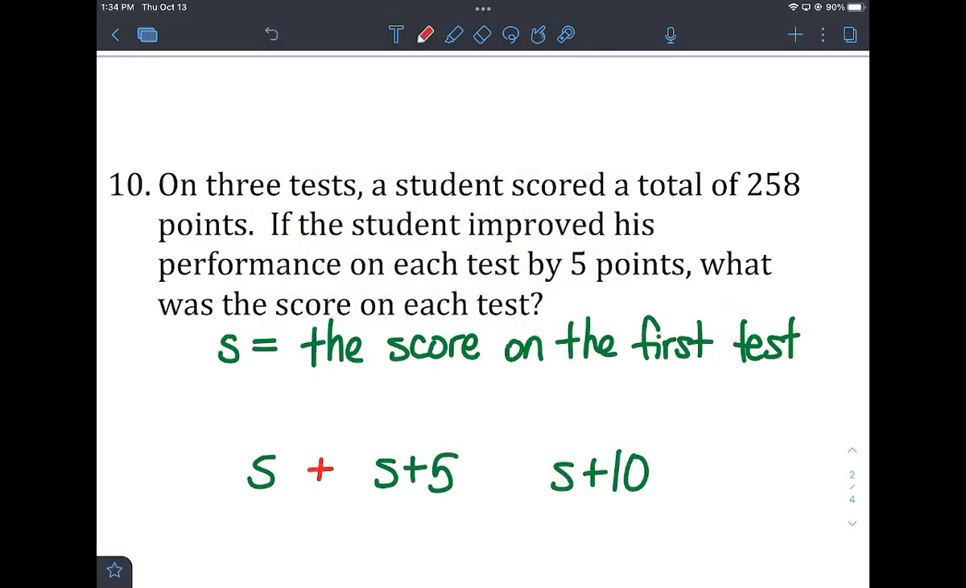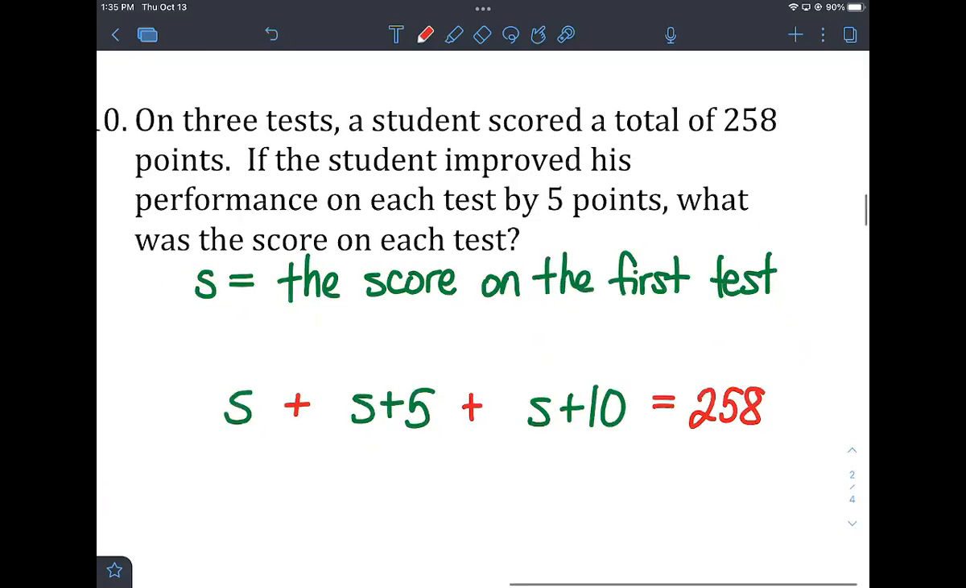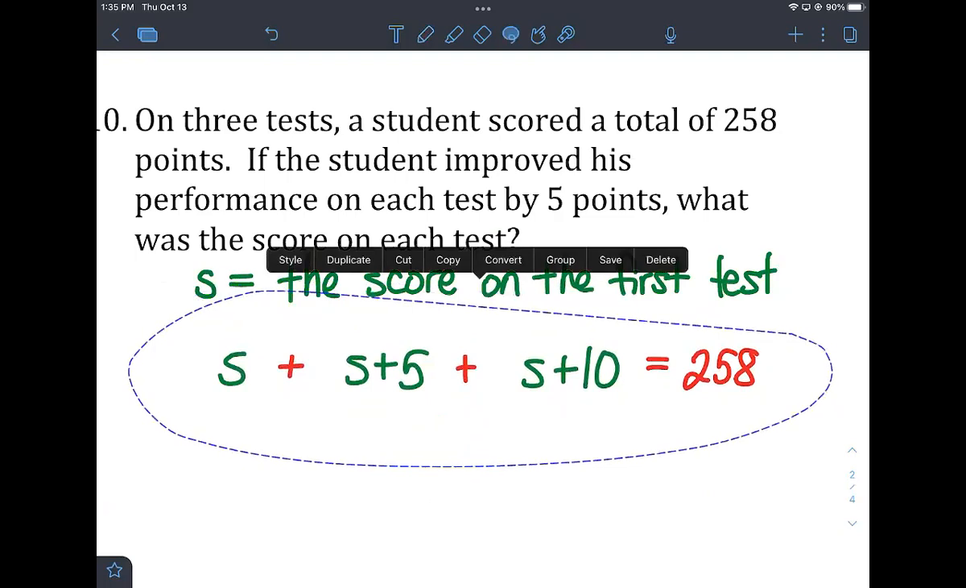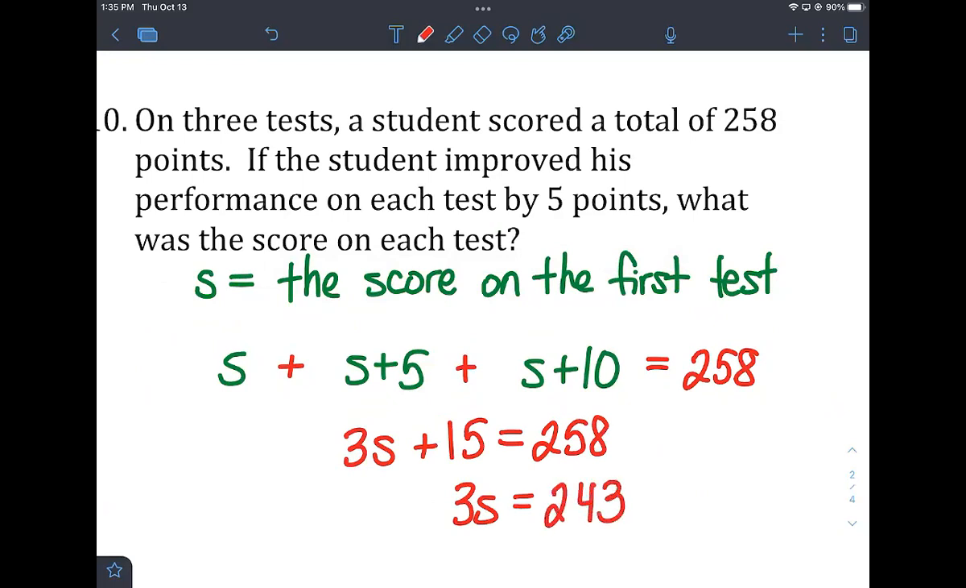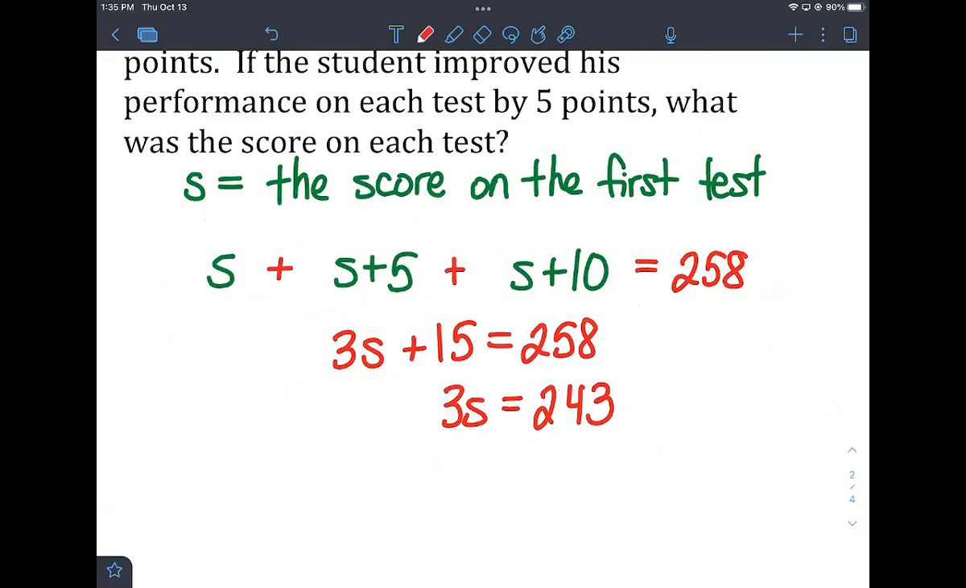For a total number of 258 points. It is very similar to the consecutive number problem, right? S and S and S makes 3S, 5 and 10 makes 15. Subtract 15 from both sides. Oh, wait, that's 243. 243 is divisible by 3. It's 81. S equals 81.